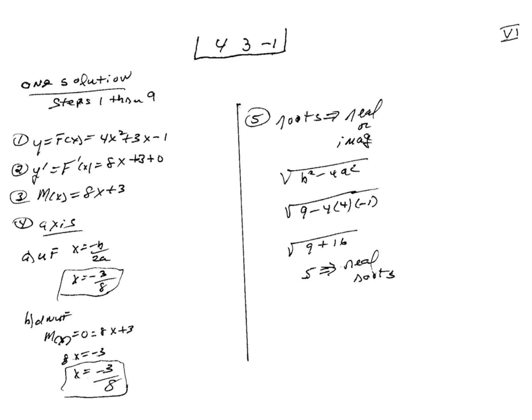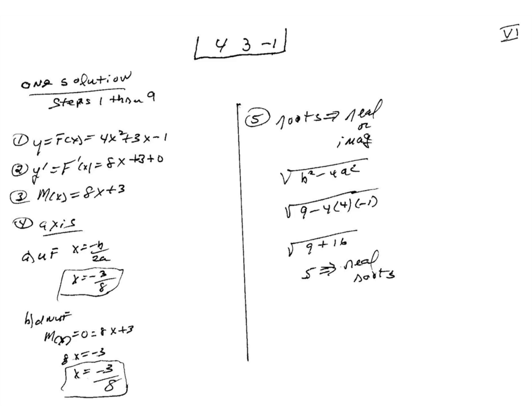Step 6, this is graph 6. 4, 3, minus 1. This is the actual solution of the problem. So we use step 1 in the solution, y equals f of x, 4x squared plus 3x minus 1. We put down what y prime is, 8x plus 3, and m sub x is y prime, number 3. The axis, we use minus b over 2a, we get minus 3/8.